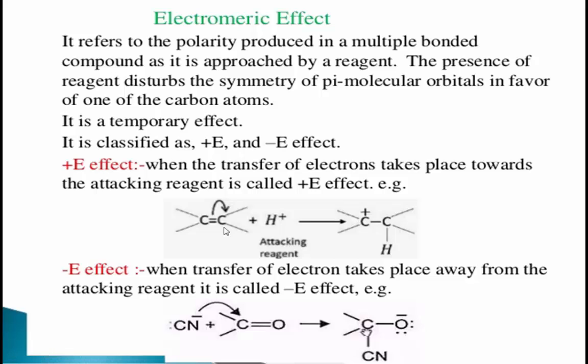Next, another one, negative electromeric effect. Here the attacking reagent shows negative electromeric effect when the displacement of electrons takes place away from it. Here I take CN minus as one of the attacking reagents. Is it right? Here the double bond means pi electrons are migrated, and we add CN minus. It contains a negative charge and it attacks the positive side carbon atom. Yes, this is about electromeric effect.